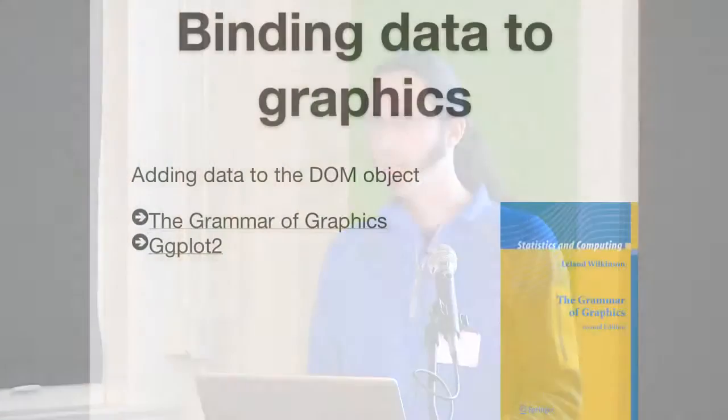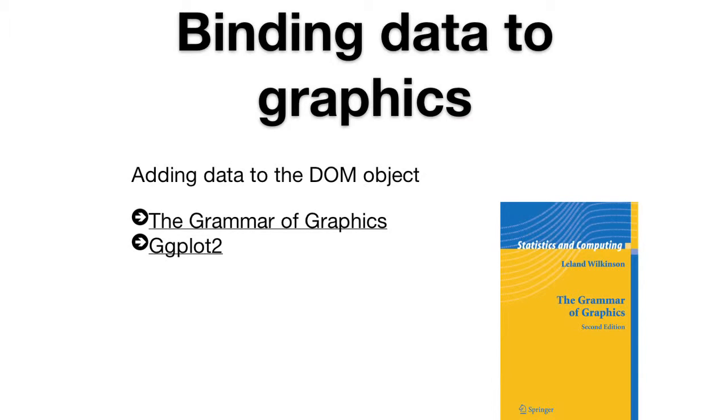If you don't know what I'm talking about, there is a great book about it. The Grammar of Graphics from Wilkinson is my information visualization Bible. If you know ggplot2, it's kind of an implementation of the Grammar of Graphics, and you can see D3 as another implementation of this. I think this book is very influential in the information visualization circles.